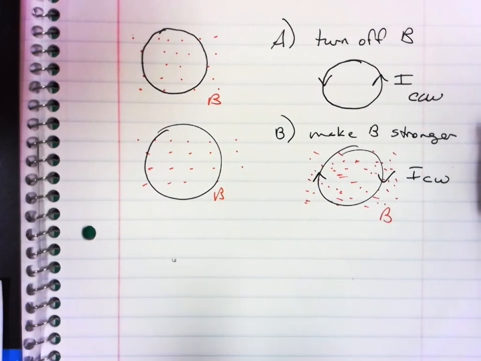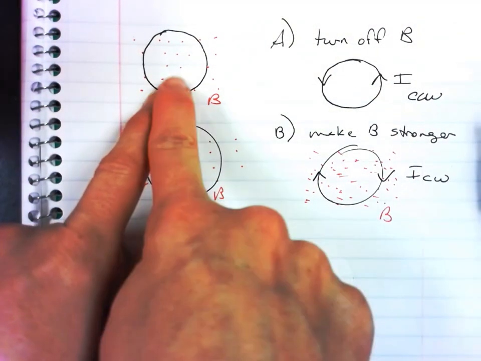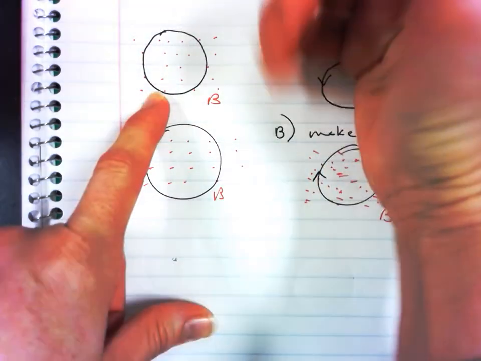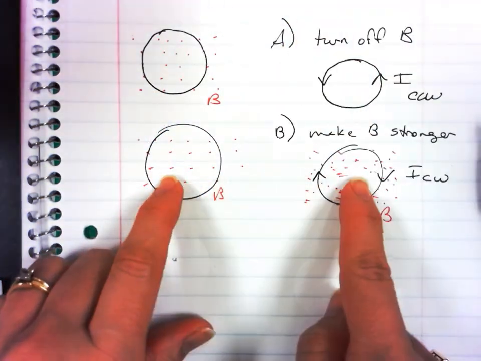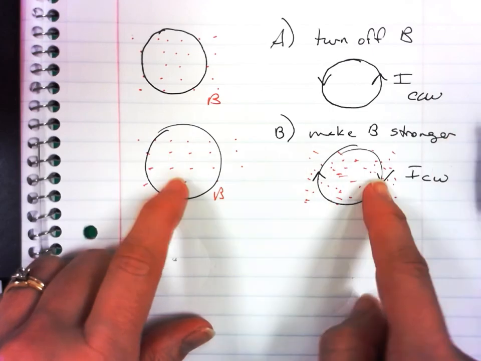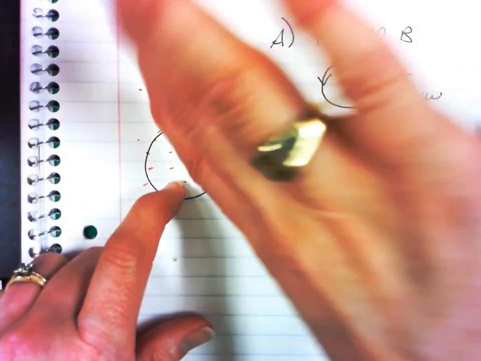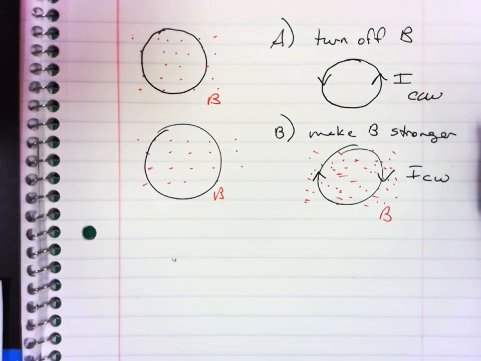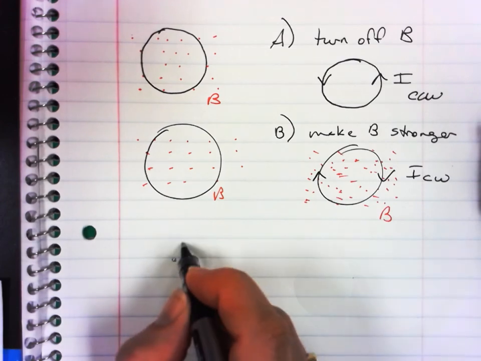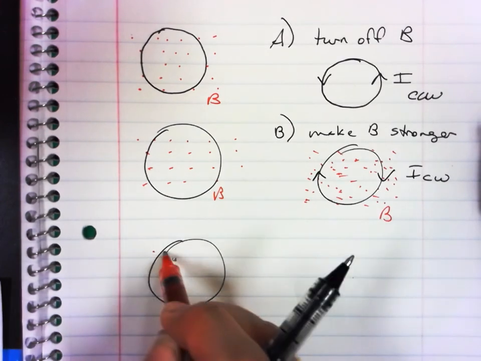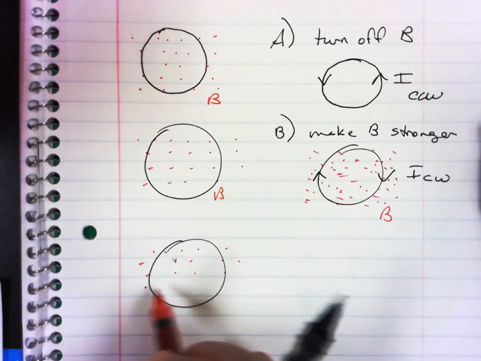So compare and contrast the two cases. We got rid of the field, it wants to keep what it already has, you point your thumb out, fingers curl counterclockwise. We make more, it doesn't want more, so it makes it cancel out an inward field, current is clockwise. So now C, we're doing a total of 5 by the way.